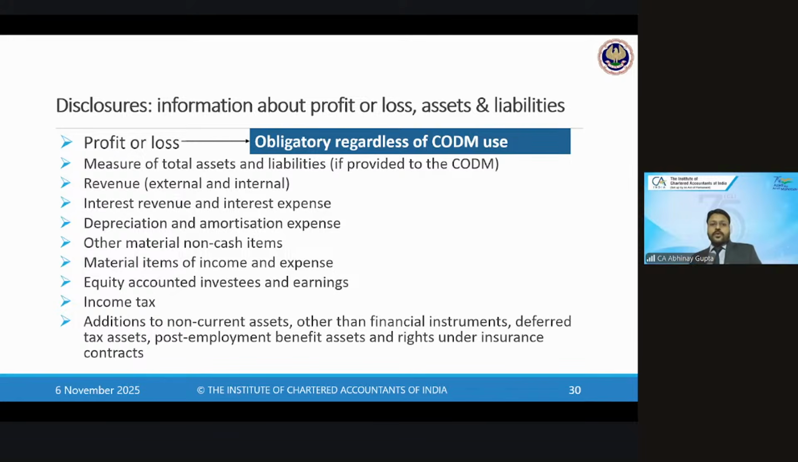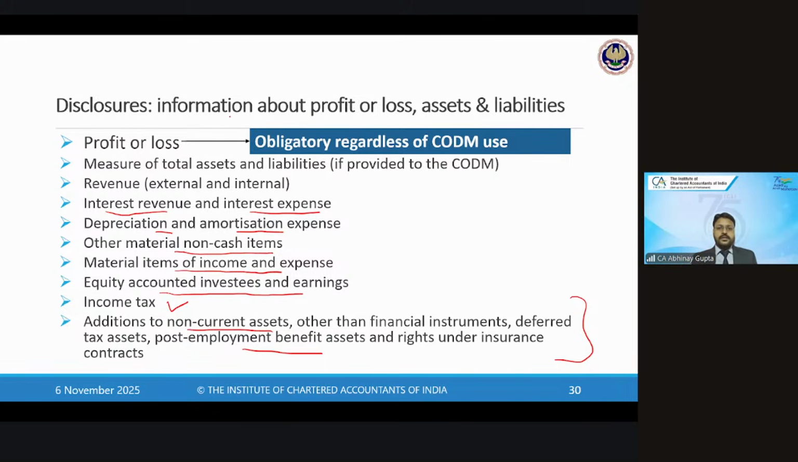Then, what all information will we present in the segment P&L? We will say the profit and loss of the segment, and how it was measured. Interest revenue or interest expense needs to be separately disclosed. Depreciation related to the segment's fixed assets and amortization related to the segment's intangible assets needs to be presented. Other material non-cash items, material items of income and expenses, and the entity's equity accounted investees and earnings also need to be presented. Income tax expense for the segment, and then non-current assets, other financial instruments, deferred tax, post-tax employment benefits, all these items are also to be presented, right?